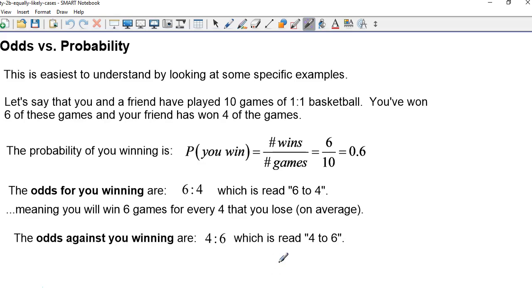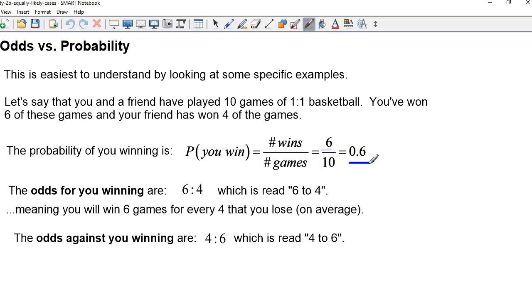Okay, it's easiest to understand this by looking at some specific examples. So let's say that you and a friend have played 10 games of one-on-one basketball. You've won 6 of the games, and your friend has won 4 of the games. So the probability of you winning a game would be, out of the 10 games, the wins plus the losses, 6 of the times you won, so it would be 6 out of 10, or 60%. Right? That would be the probability of you winning.